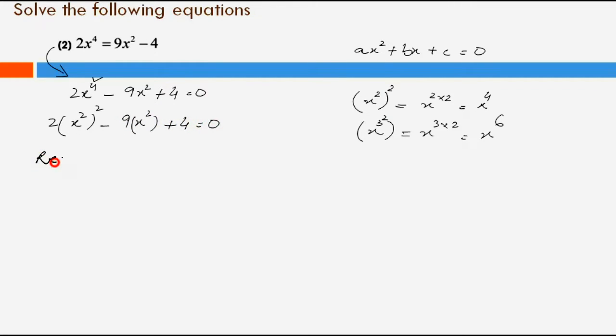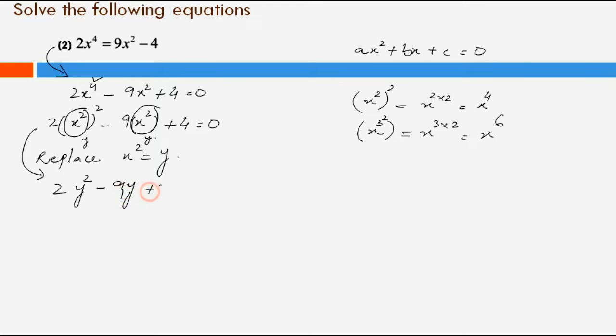Now let's replace x square as y. If we replace x square as y, then this equation becomes 2y square minus 9y plus 4 is equal to 0.